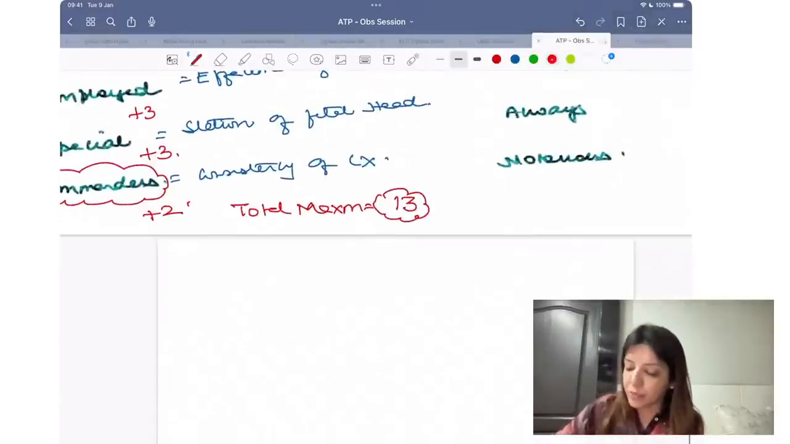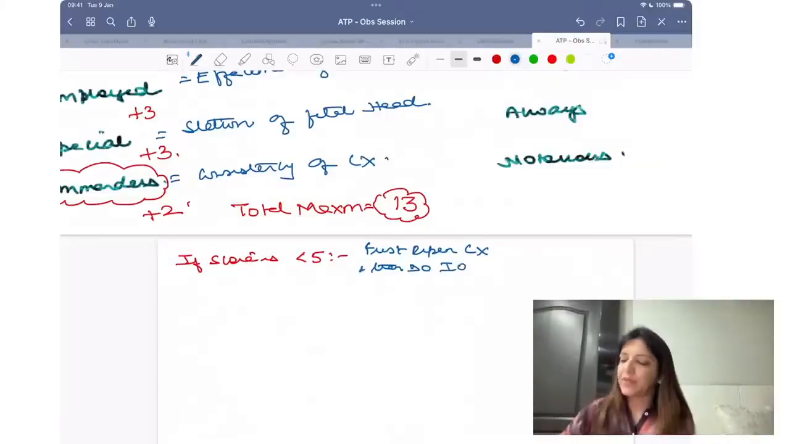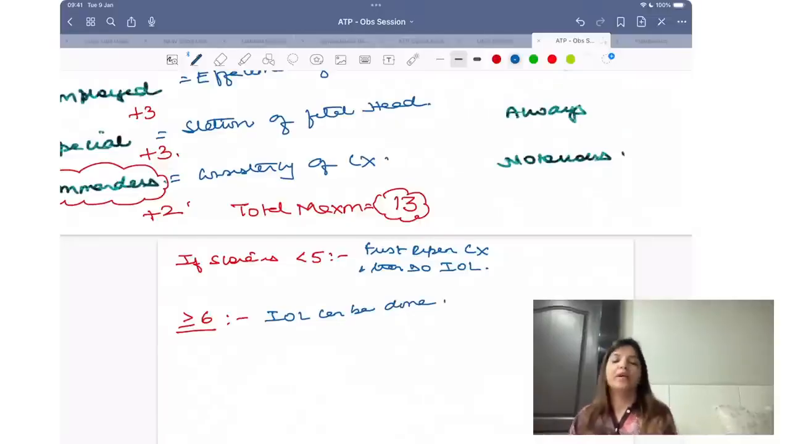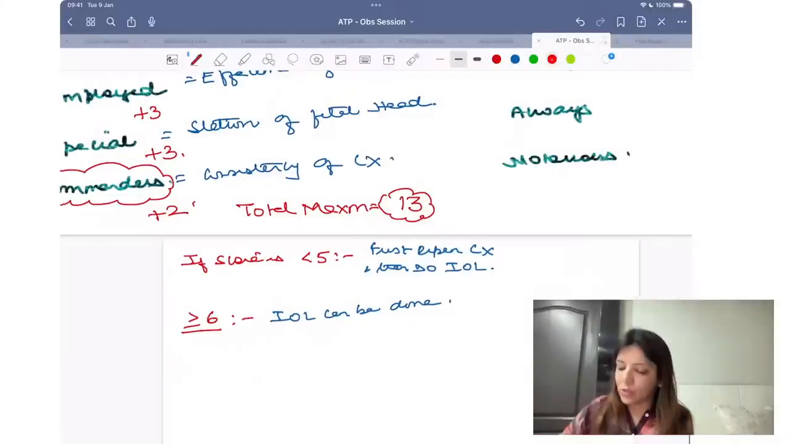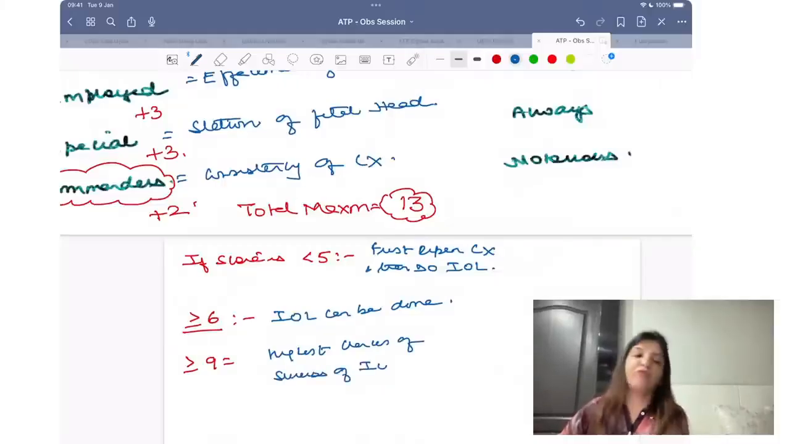Right? Now in Bishop score, if score is less than 5, that means first ripen the cervix and then do induction of labor. This is not a good score. If score is more than or equal to 6, then induction of labor can be done. Right? If score is more than or equal to 9, then there are highest chances of success of induction of labor.